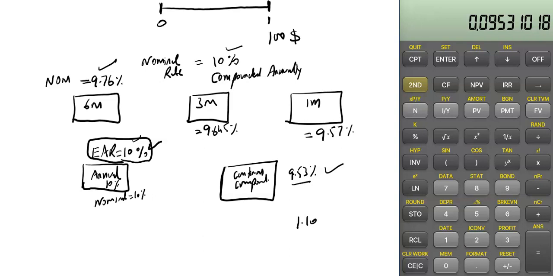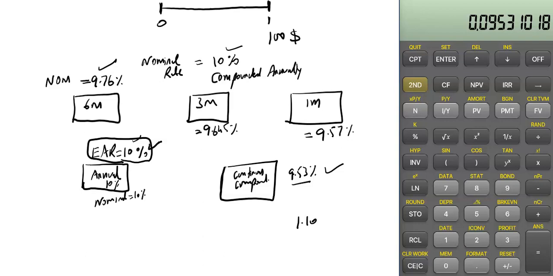So let me conclude all this. In order to earn an effective annual rate of 10%, if you compound annually, your nominal rate will be 10%. If you compound 6 monthly, the nominal rate will be 9.76. In 3 months, the nominal rate will be 9.645. If you compound monthly, your nominal rate will be 9.57. Why is it lower? Because it will compound 12 times in a year to get the 10% answer.